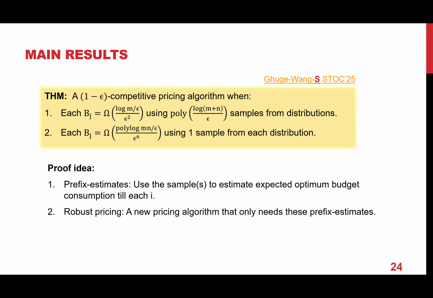the optimum solution, how much time, how much budget it should have consumed by, let's say, half time, or ideally by every time step. And then use these estimates to update my prices. And then the pricing algorithm would kind of be obvious.